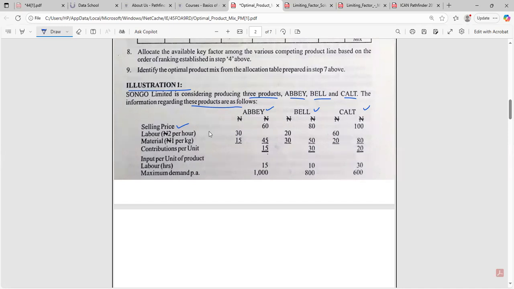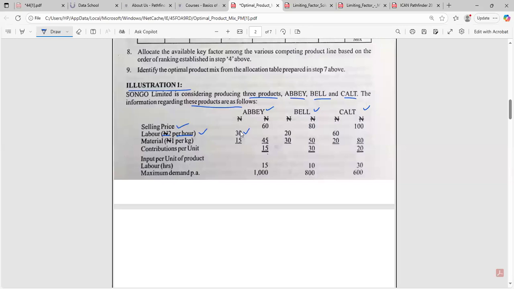Good. You give us labor. Pay attention. And look, we have in bracket 2 naira per hour, and we have here 30 naira.